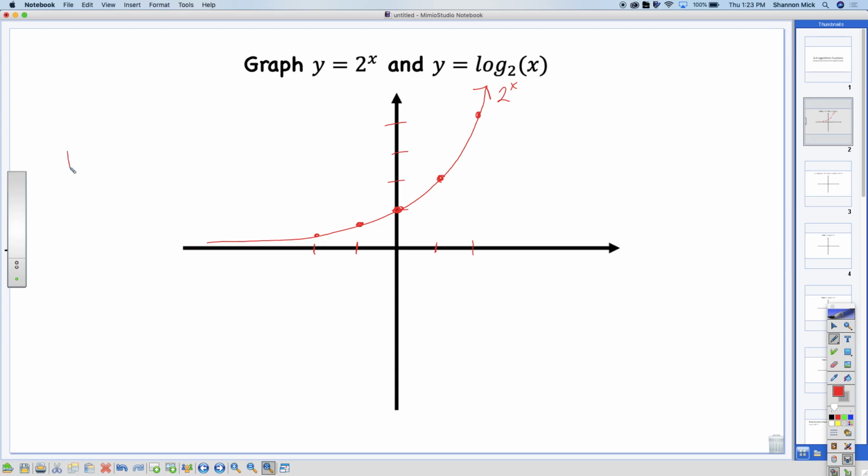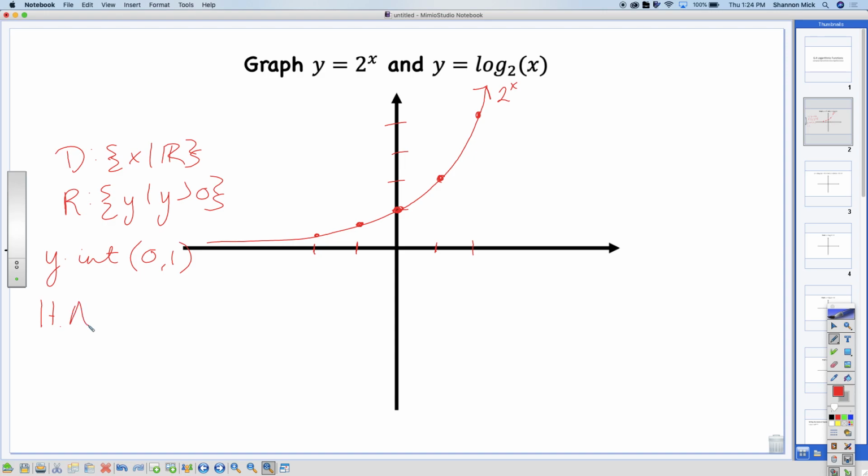My domain is all real numbers. My range is y is greater than 0. My y-intercept is (0, 1). Horizontal asymptote: y equals 0. So those are the characteristics of that, correct?